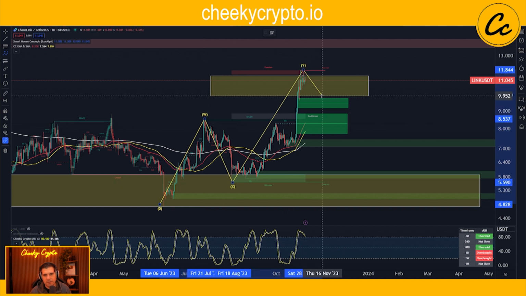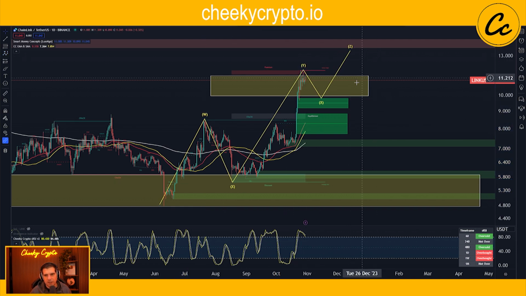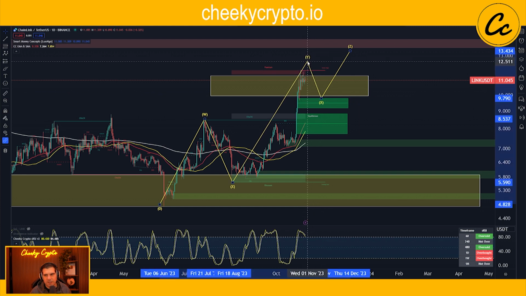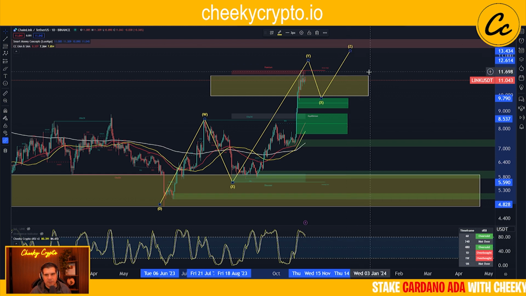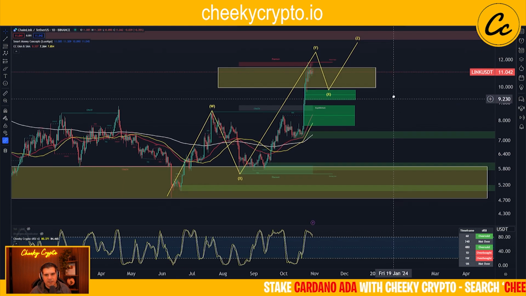Okay, and so we pull back to push up again. Okay, now that collapse I think will happen once we have this initial push upwards, and then we'll come back down. So we'll probably hit that kind of like $12.69 area, pull back down, and then push back up again into that Z wave, right? That's going to be the expectation.